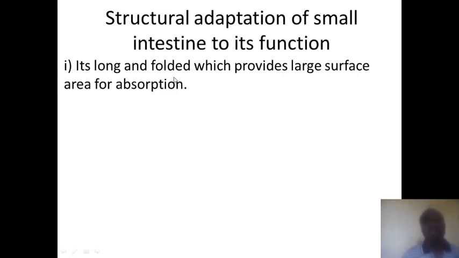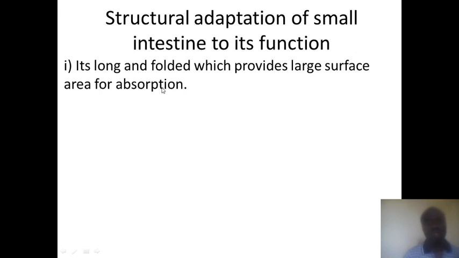We come to structural adaptations of the small intestine to its function. Like all other body structures or organs, even the small intestine has structural features that allow it to carry out its work of absorbing food. One, the intestine is long and folded, which provides a large surface area for absorption of food.